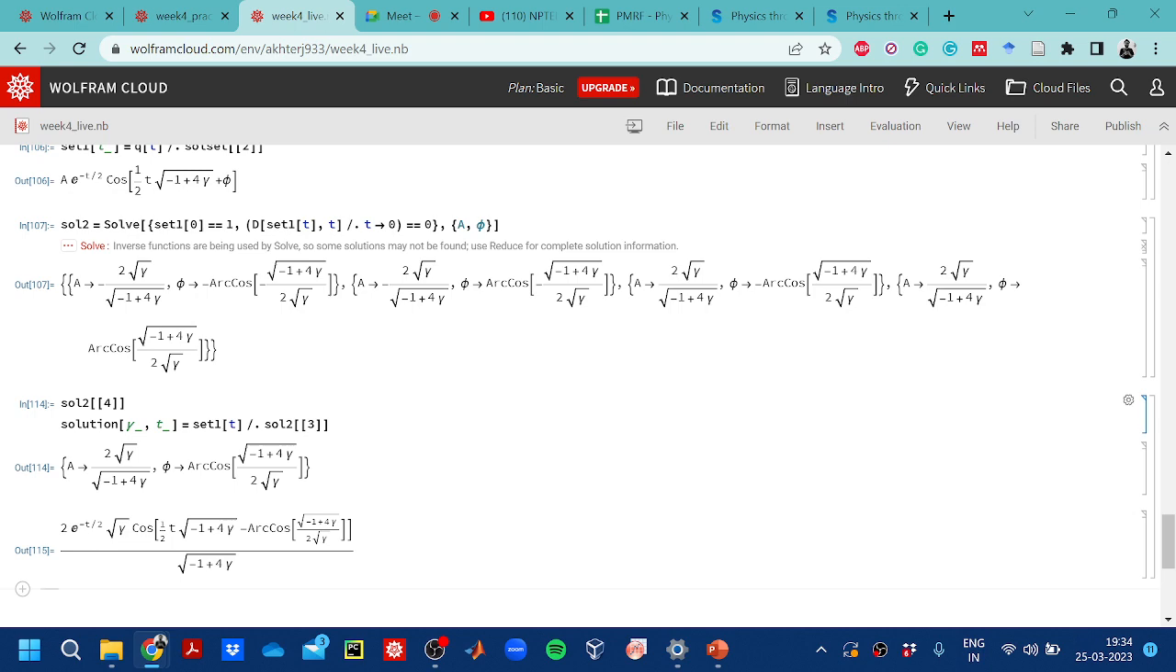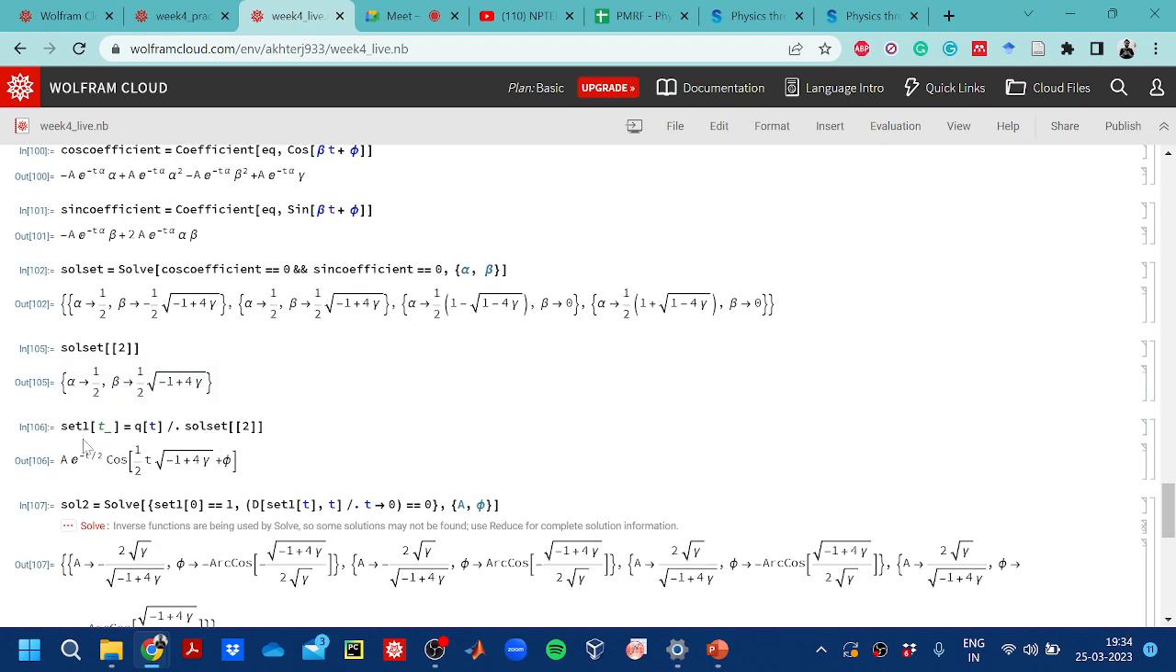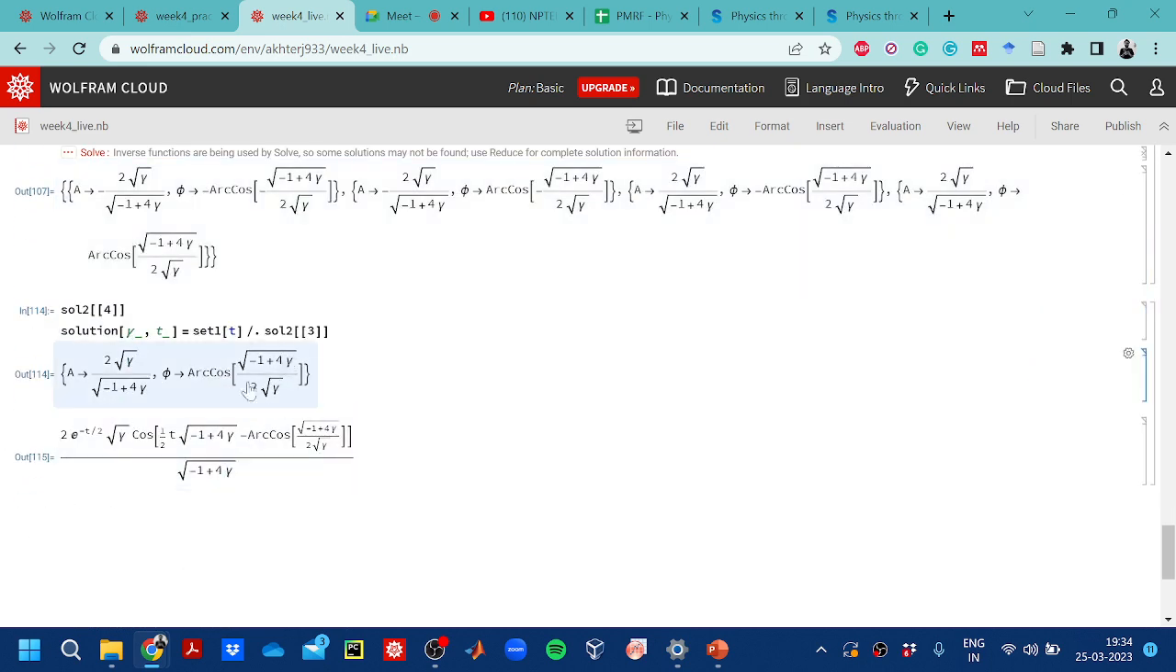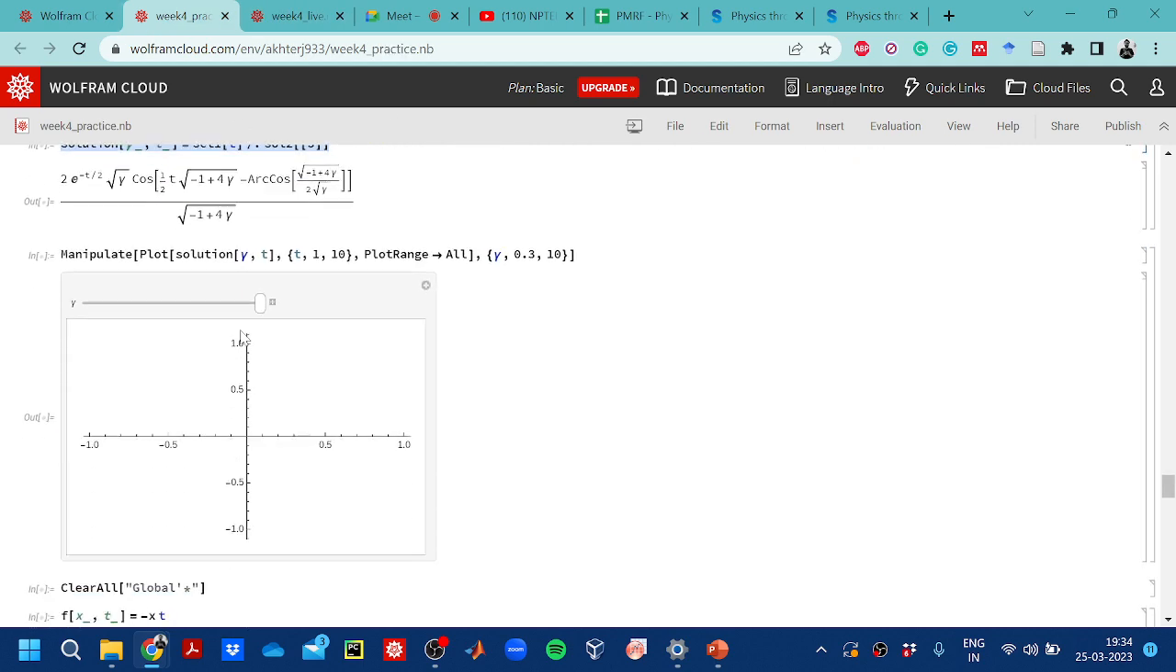We are replacing here this a e to the power minus t by 2. So this a and phi we are replacing with this set of solutions. If we do that, then the solution that we are getting is this. This is the solution of our given equation. If we want to see how it looks, let us plot this.